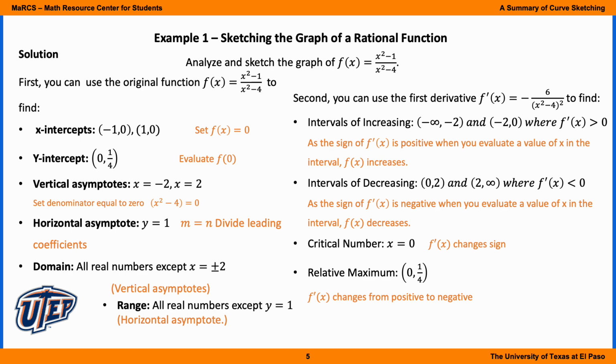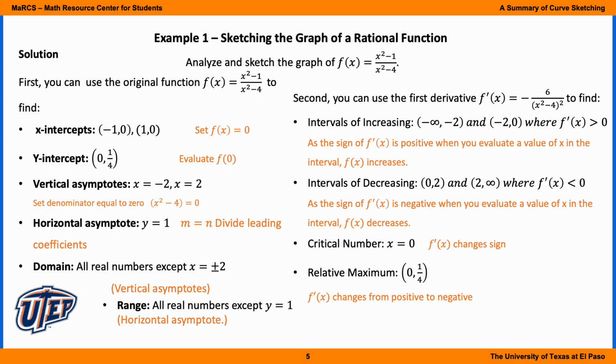So here we are given the rational function f of x is equal to x squared minus 1 divided by x squared minus 4, and we are told to analyze and sketch the graph of that function. So first we can use the original function to find certain features, such as our x-intercepts, y-intercepts, our vertical and horizontal asymptotes, and the domain and range.